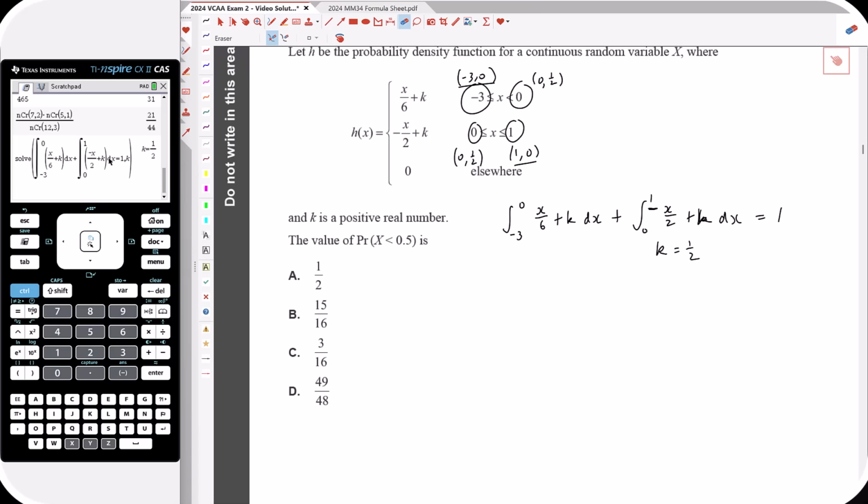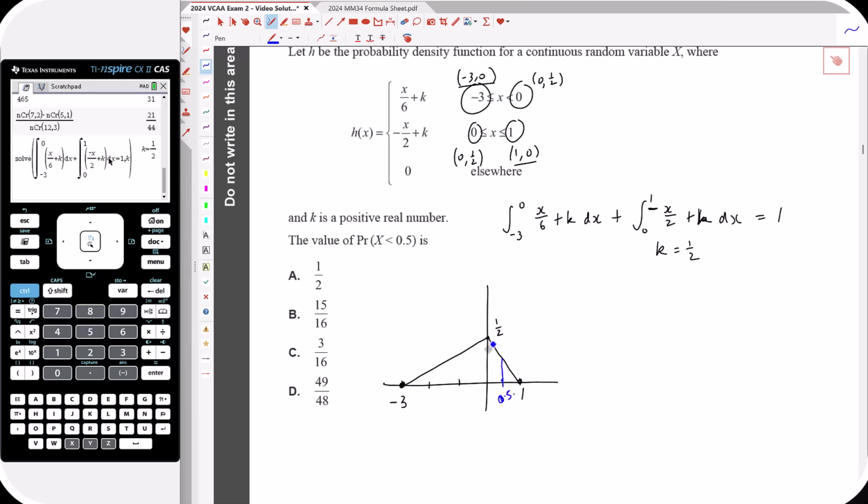Okay, so just thinking about what our probability density function looks like. It starts at -3, 0, comes up to the y-intercept of a half, and the other function also has a y-intercept of a half, and goes down to the x-intercept at 1. We want to find the probability of x being less than 0.5, so 0.5 is over here.